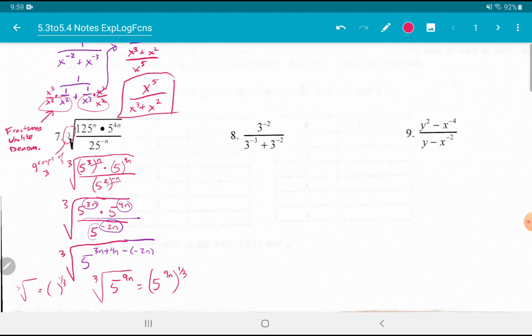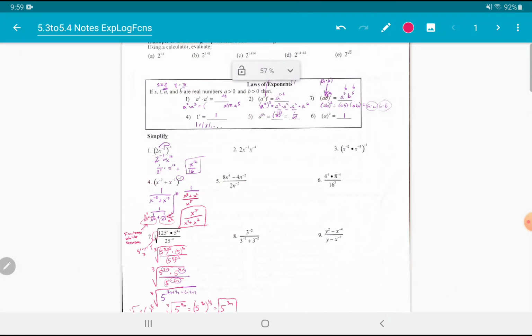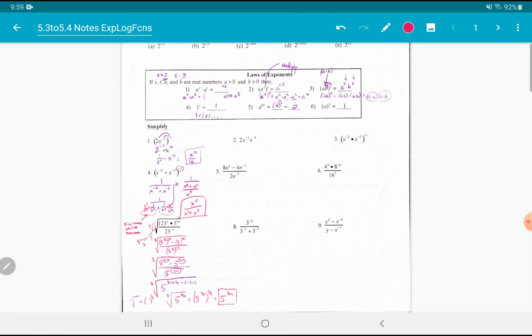And then if we combine those exponents together, we get 5 to the 9 divided by 3 will give us 3n. So we have 5 to the power of 3n, just like that. Okay. All right, we'll stop our video here because that'll conclude our laws of exponents.